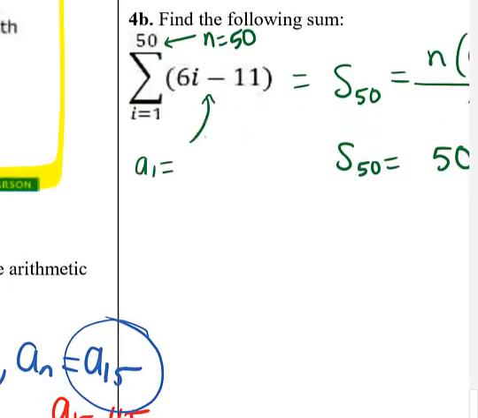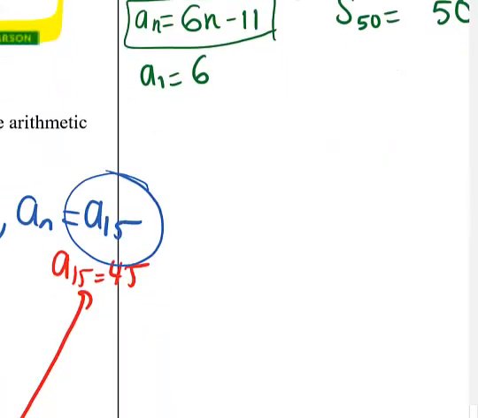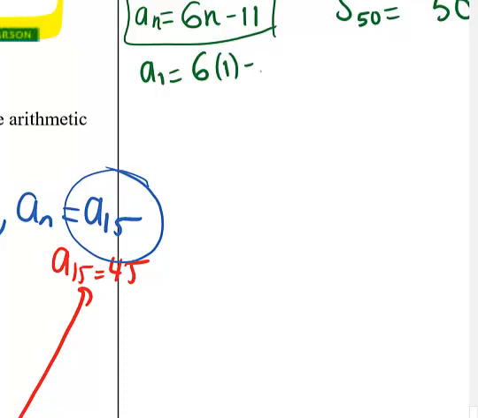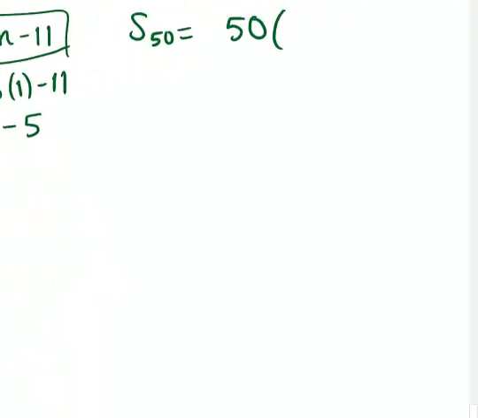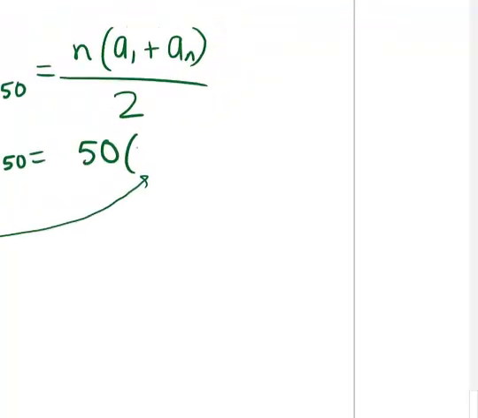Let's see. a1 is, this is the general term. So a sub n, that's 6. They use an i just to confuse us, but you know, it's really an n if you're used to n. So I should be able to find the first term by just replacing n with 1 in that general term there. 6 times 1 minus 11, that's negative 5. So there's the first term. I can replace that in my formula here. Negative 5 plus a sub n. Okay, that's supposed to be the 50th term.